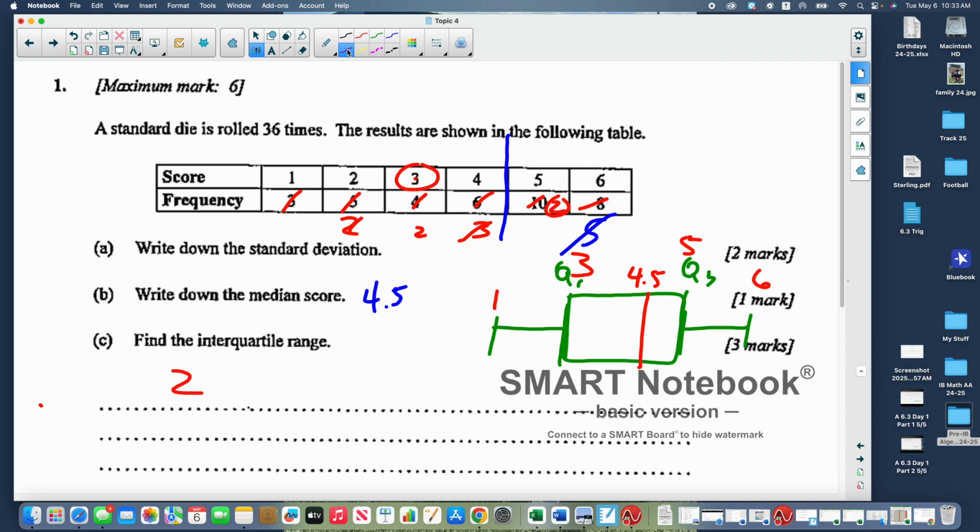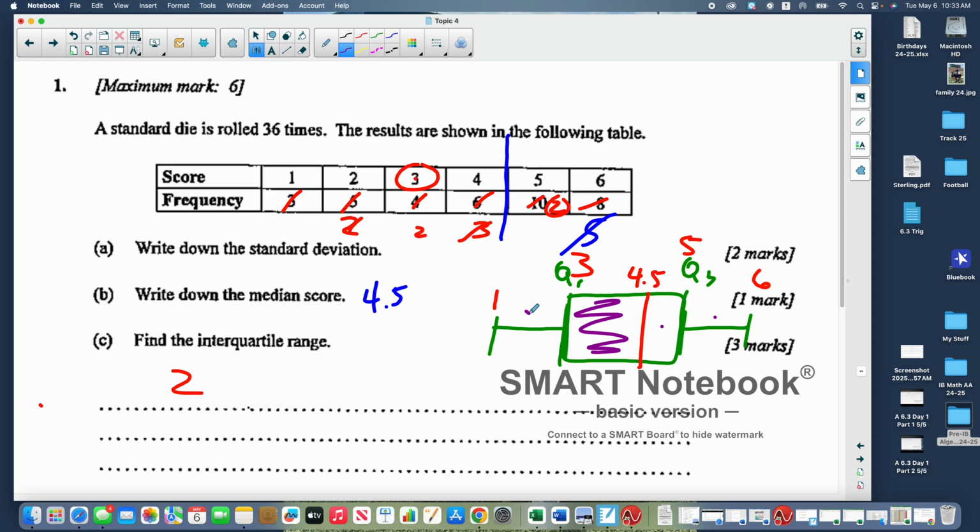Now, when I'm looking at this, how much information is in that box right there? In this box and whiskers, how much information is in that box? 1/4 of the data, 25%. So 25% of the data lands in that one, 25% lands there, 25% of the data is on that whisker, 25% of the data is shown there.